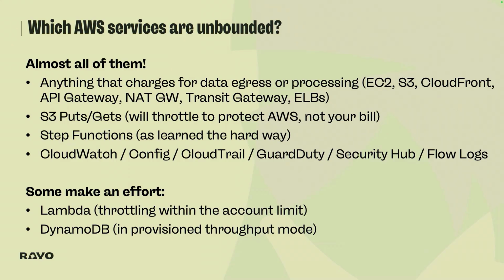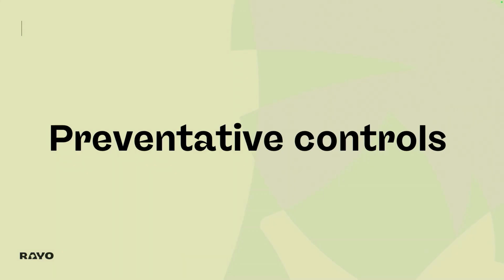So CloudWatch, Config, CloudTrail, GuardDuty, all of these things. As I mentioned, some make an effort. Lambda has throttling. API Gateway allows you to use things like API plans. DynamoDB gives you provisioned throughput capabilities, but you have to consciously implement them. So with that aside, what can we do about those preventative controls? How do we stop people doing things, at least in the control plane, that they shouldn't do?